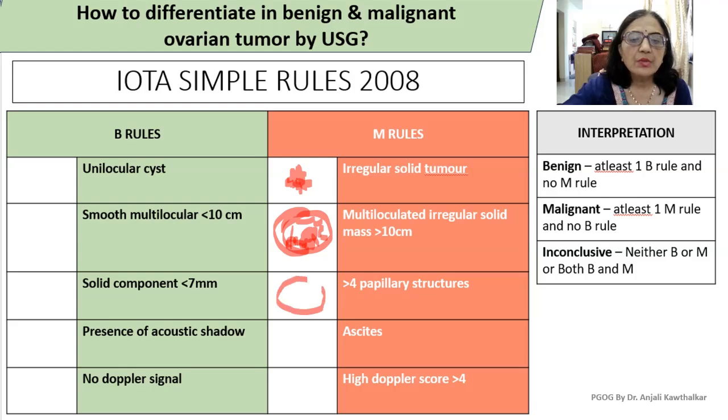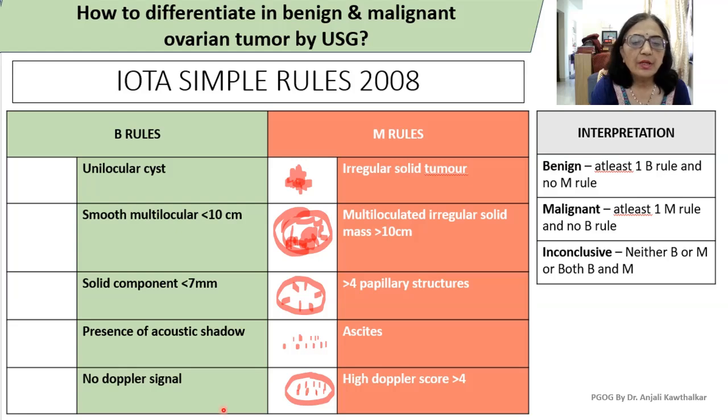Now, whenever we do ultrasonography, sometimes we are able to appreciate papillary structures arising from the tumor wall, and if these are greater than 4 in number, that is suggestive of malignancy. Presence of ascitic fluid is suggestive of malignancy. And if on Doppler there is high vascularity, a high Doppler score of greater than 4, that also goes in favor of malignancy.